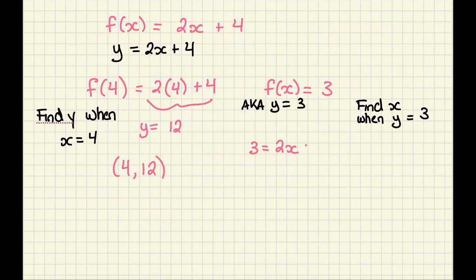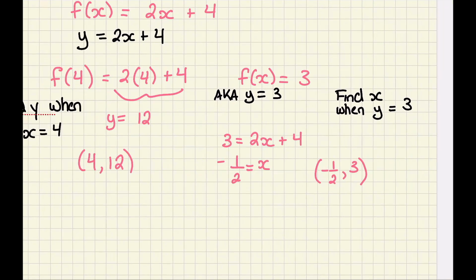In this case, you're solving an equation that I hope you're comfortable solving at this point in your math careers. You're just solving for x. And in this case, you would subtract 4 on both sides, divide by 2. You would get negative 1 over 2 is equal to x. So again, what you've done without maybe knowing it is you've now found another coordinate point on this function, which is (-1/2, 3).